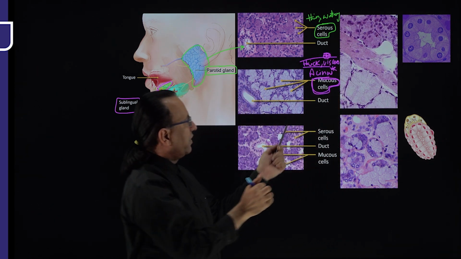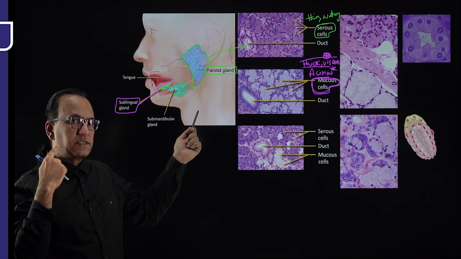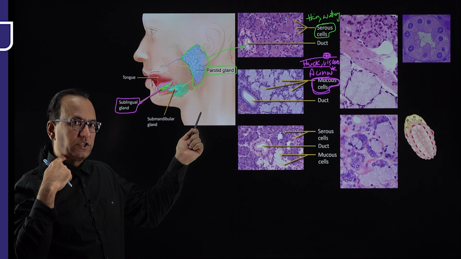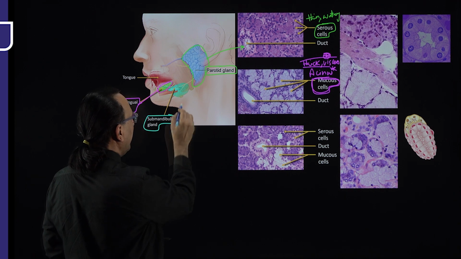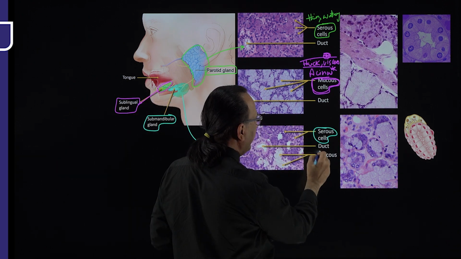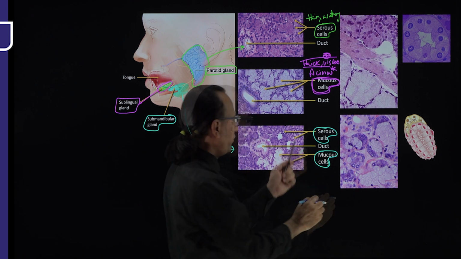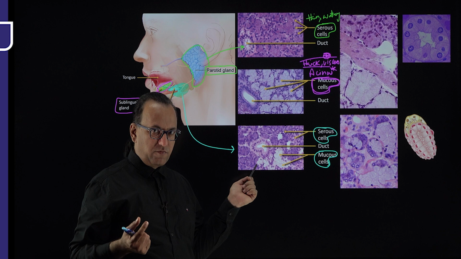And the third type, when we look at the submandibular salivary gland, which is under the mandible, it is a mixed type of salivary gland, seromucous. So under the mandible, we have the submandibular salivary gland, and this is seromucous. It will partly have serous acini and partly mucinous acini, a seromucinous type of gland. So how do you identify the serous cells from the mucinous cells?